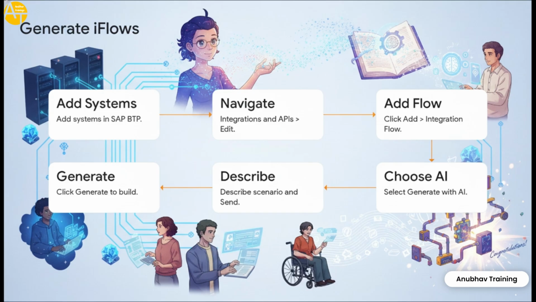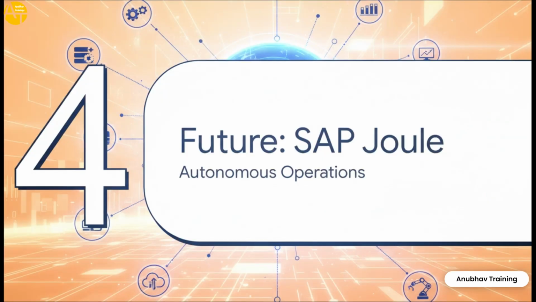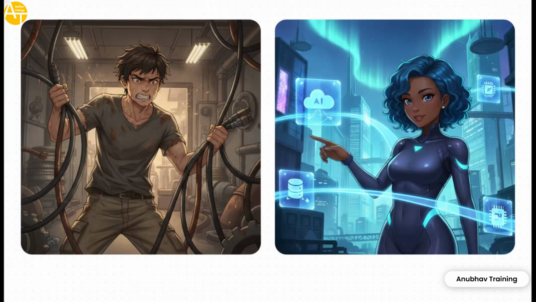Pretty amazing, right? Which brings us to Section 4, the future with SAP Joule. Now, the capability we just walked through is available today, but SAP definitely isn't stopping there. What we've seen is really just the foundational layer. Later this year, SAP is pushing this even further, placing their AI copilot, SAP Joule, at the absolute center of integration design and ushering in a truly autonomous future.